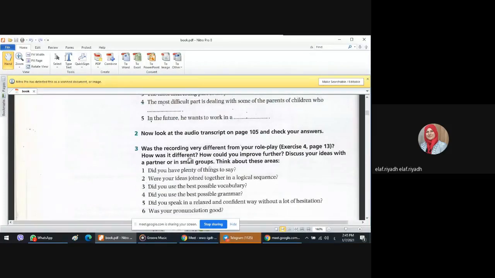How was it different, and how can you improve further? Discuss your ideas with a partner or a small group. Think about these areas. So we have different questions about the different areas, in vocabulary, for example, grammar, pronunciation. You should deal with them according to the recording. Okay.